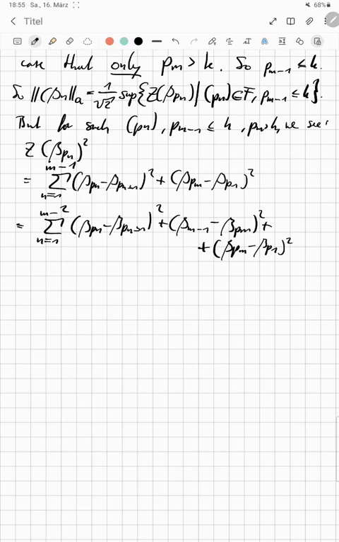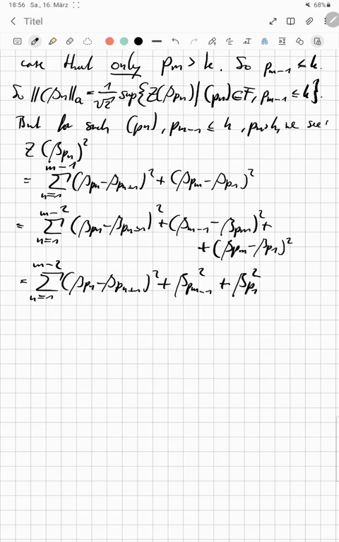Okay. And since beta P_m is 0, because in this case we decided that P_m is bigger than K, this is the same as the sum from 1 to m minus 2 of (beta P_n minus beta P_{n+1}) squared plus (beta P_{m-1}) squared plus (beta P_1) squared. And what is this? This is just the Y(beta, P_n) squared that we just defined.